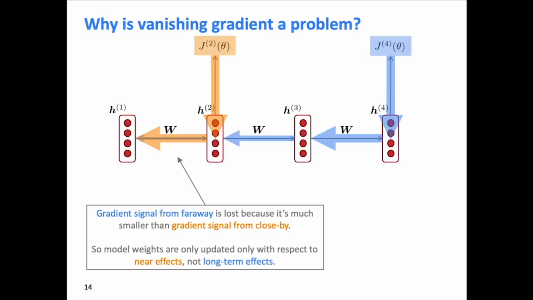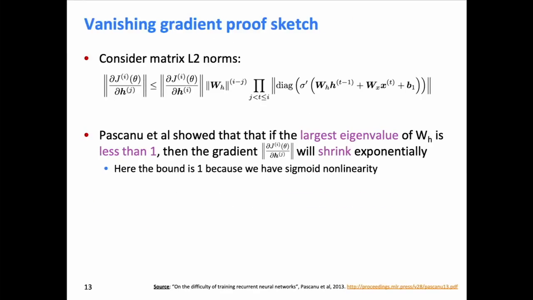Yeah. I'm a little confused, why are you talking about DJ by DH? H is not a parameter, right? Only W is the parameter. That's a great question. So you're asking why are we interested in some kind of DJ by DH, given that we're not updating H? H is an activation, not a weight.